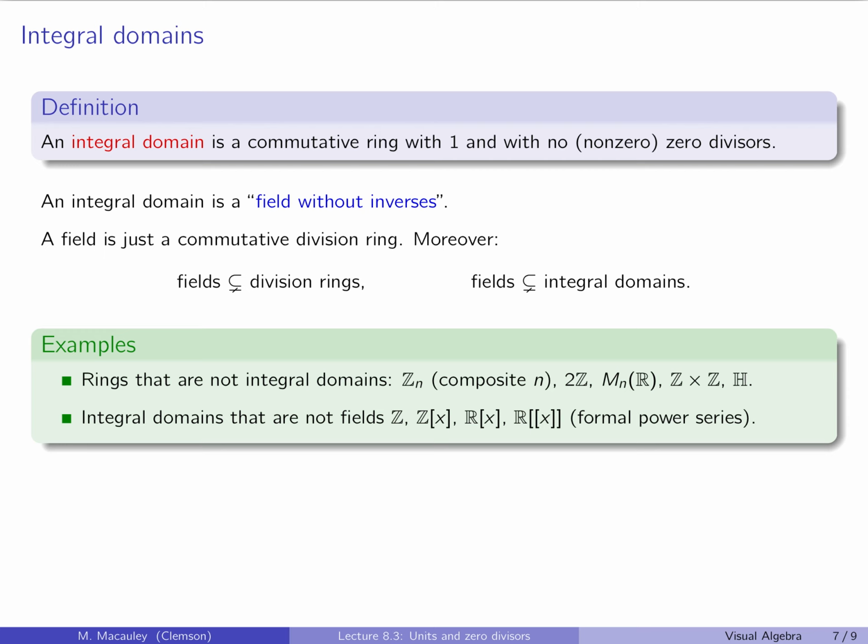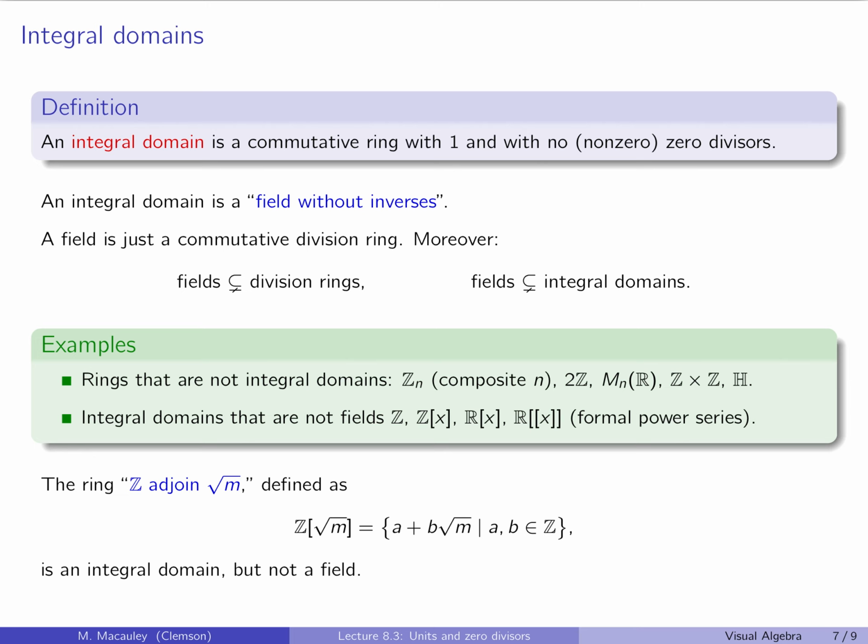Examples of integral domains that are not fields include the ring of integers, the ring of polynomials over the integers or over the real numbers, or the ring of formal power series over the real numbers or over the integers. And here's another one. The ring, we say Z adjoined root m. It's kind of like the definition we had on the previous slide, but now our coefficients are integers instead of rationals.